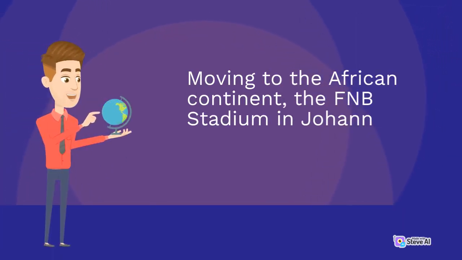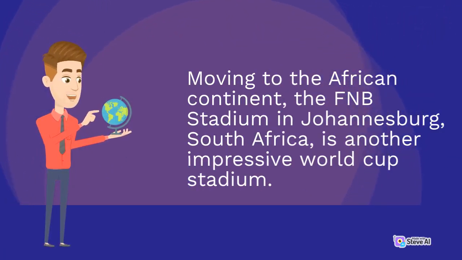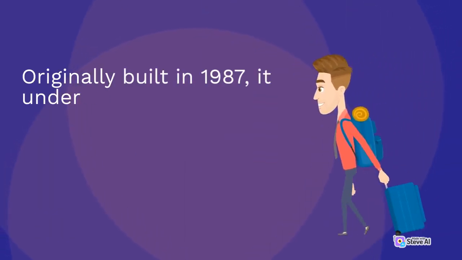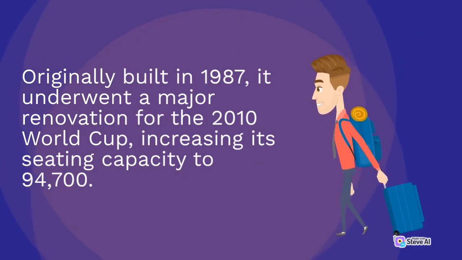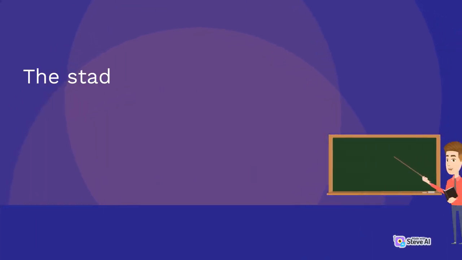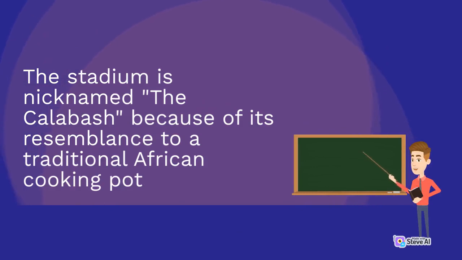Moving to the African continent, the FNB Stadium in Johannesburg, South Africa, is another impressive World Cup stadium. Originally built in 1987, it underwent a major renovation for the 2010 World Cup, increasing its seating capacity to 94,700. The stadium is nicknamed the Calabash because of its resemblance to a traditional African cooking pot.